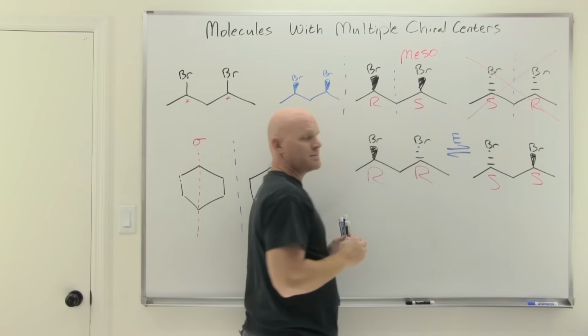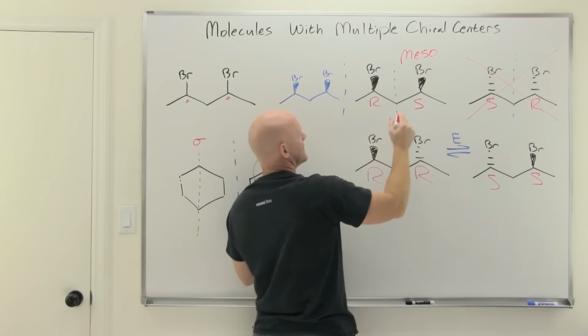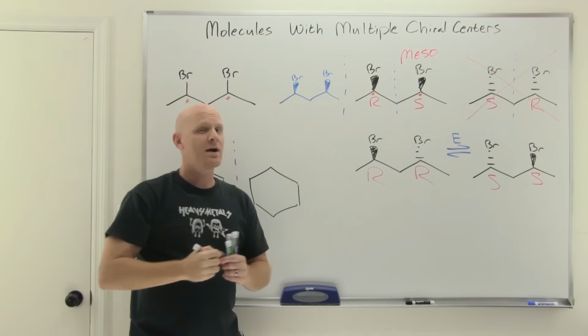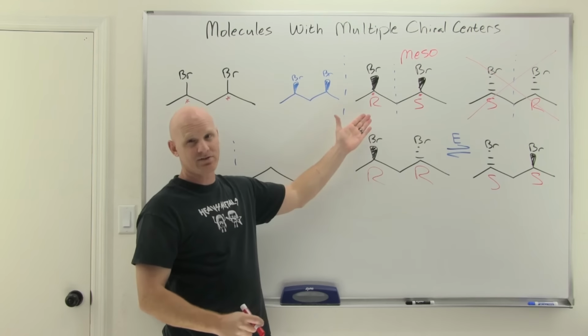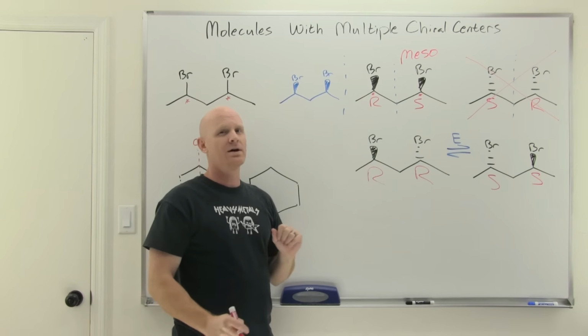And again, there's 2 parts to being meso. He's achiral, and I can see that with that sigma plane again. And also has chiral centers. If he didn't have chiral centers, he'd just be achiral, but not meso. But because he's achiral and has chiral centers, or even though he has chiral centers, that's what makes him meso.